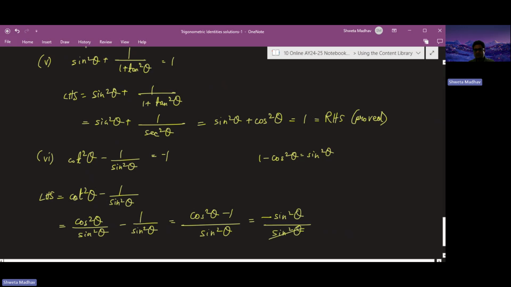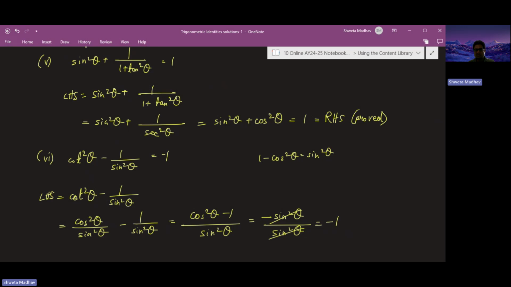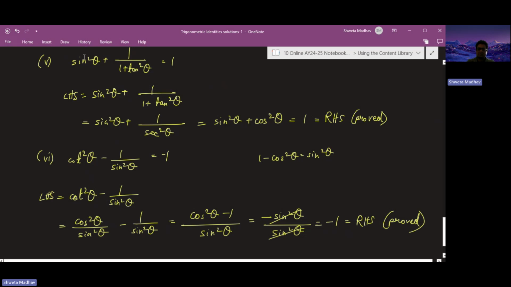So sin square theta will get cancelled. That is equal to minus 1, which is equal to the right hand side. Hence it is proved, since we have proved that the left hand side is equal to the right hand side.